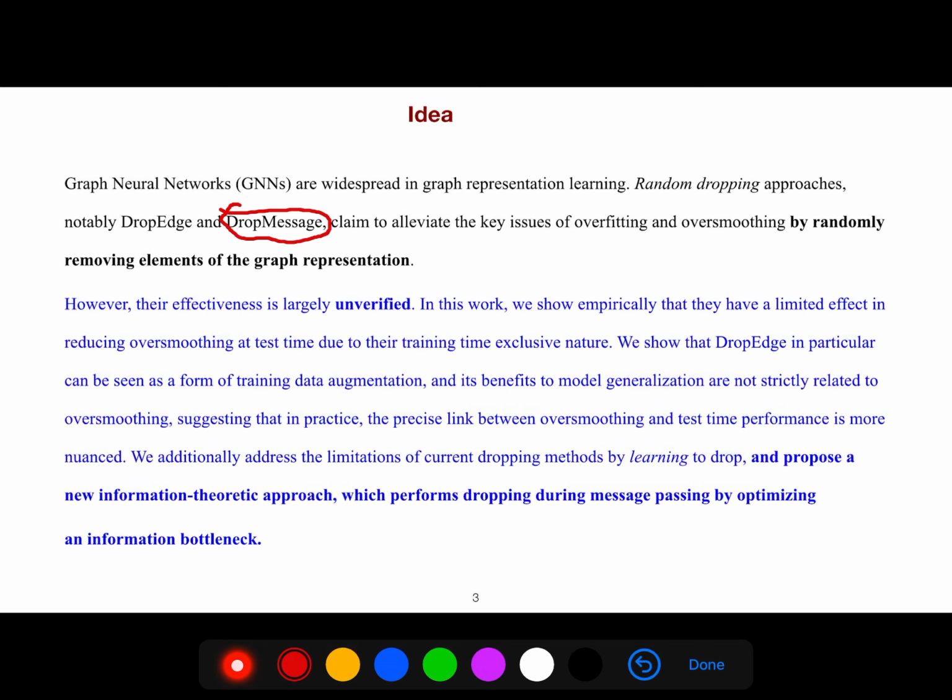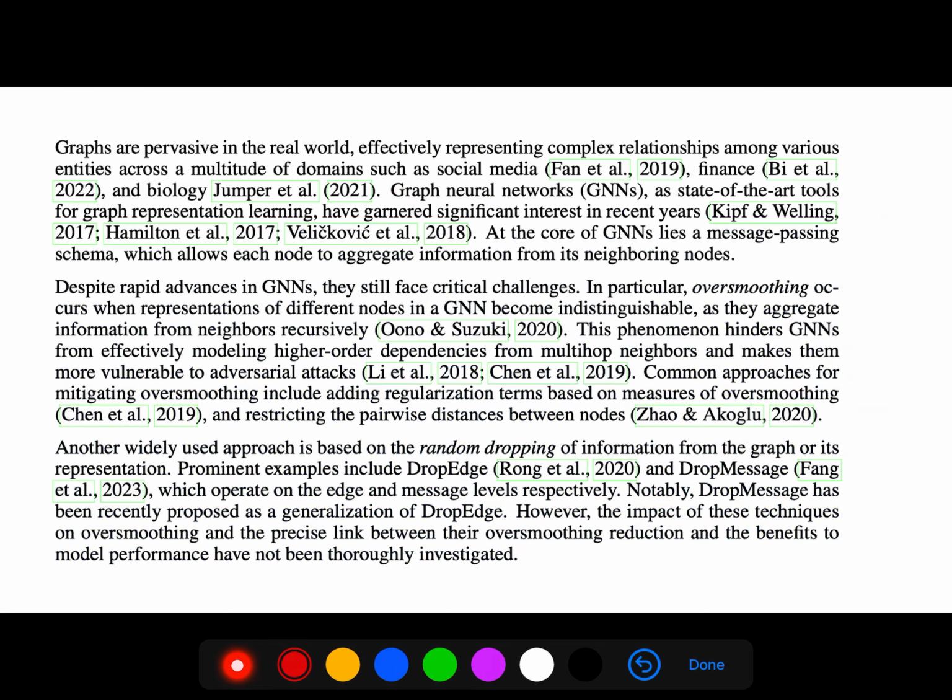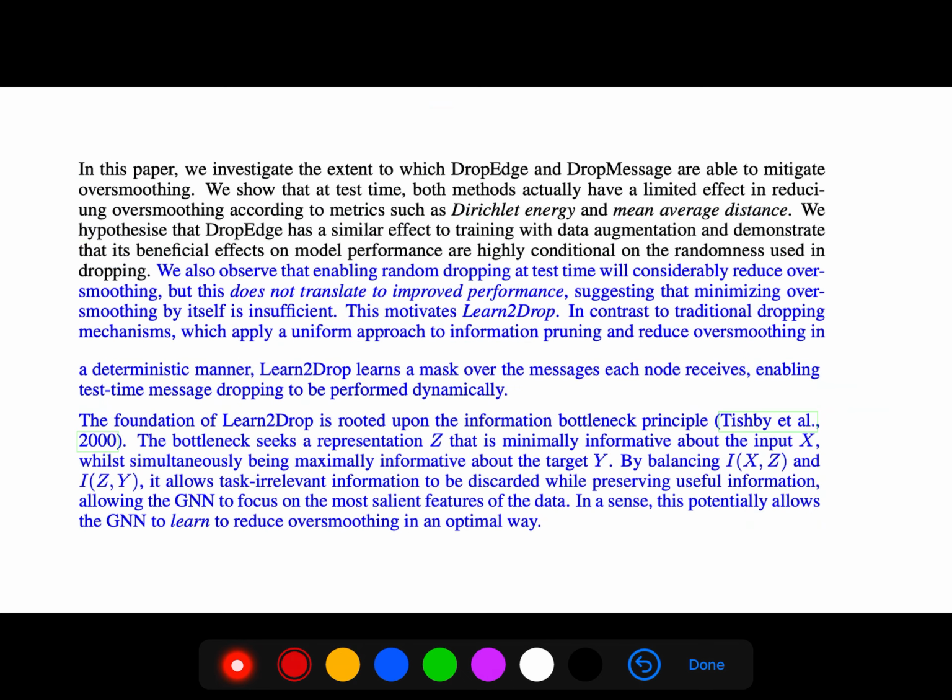We additionally address the limitations of current dropping methods by learning to drop, and propose a new information theoretic approach, which performs dropping during message passing by optimizing an information bottleneck. We also observed that enabling random dropping at test time will considerably reduce oversmoothing.